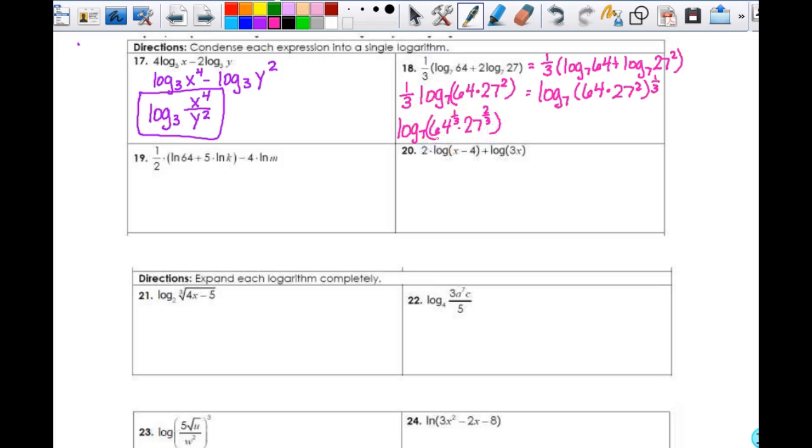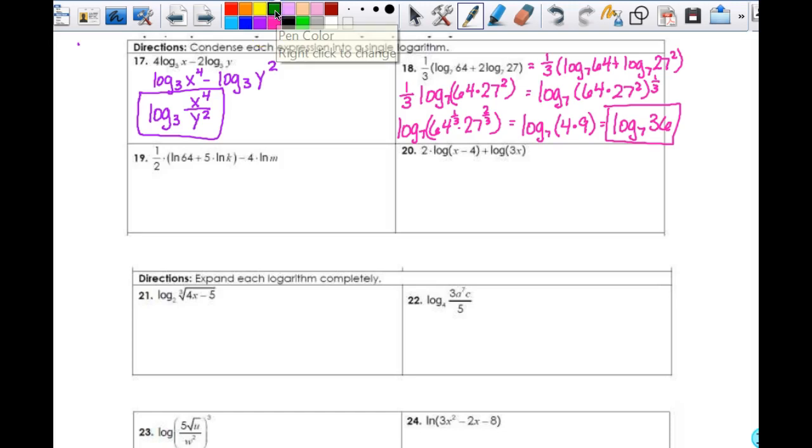Now, as much as you might not like rational exponents, this is way better than getting those ginormous numbers that you're not going to know what to do with. You should be able to take the cube root of 64. So this is log base 7. Cube root of 64 is 4. Then I need to take the cube root of 27, which is 3, and square it, which is going to give me 9. So this is just log base 7 of 36. Combining some of those steps is fine, but again, I wanted to make sure everybody knew where everything was coming from. Okay, good.